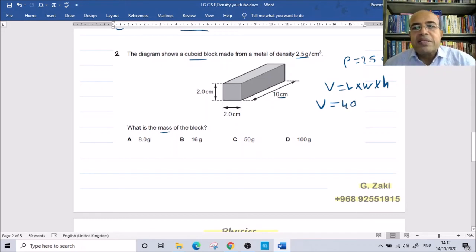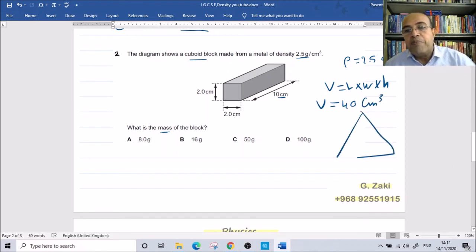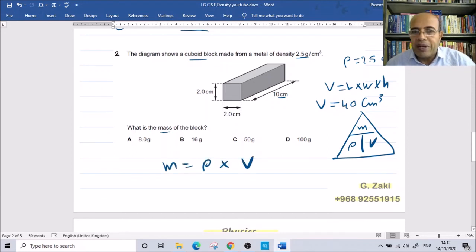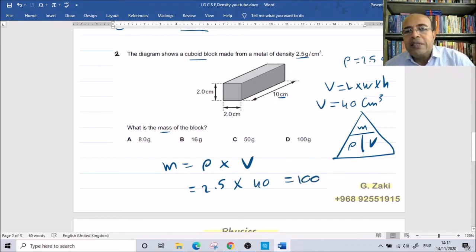40 what? Centimeter cubed. What is the formula that joins mass, volume, and density? Remember, rho is the mass per unit volume. What do we need? We need the mass. So the mass equals rho multiply V. Rho is 2.5 gram per centimeter cubed, and the volume is 40 centimeter cubed. So the answer is 100. 100 what? Gram. So this is the correct answer.